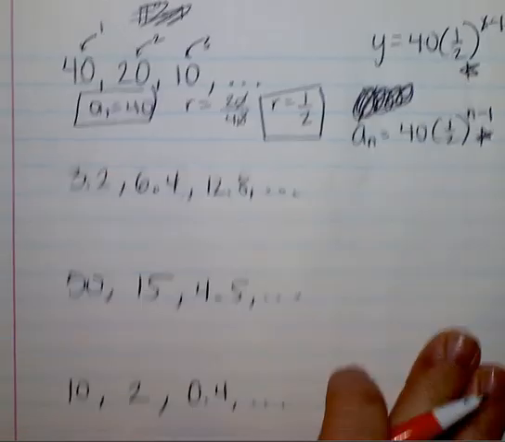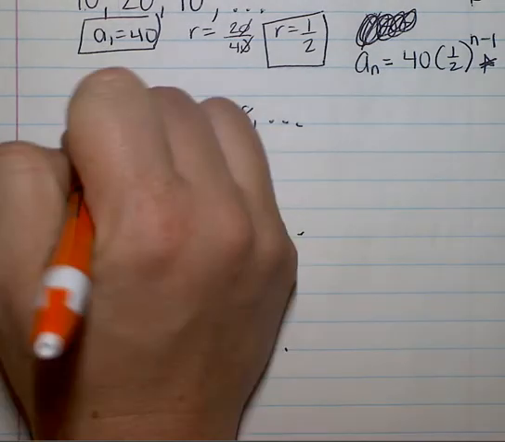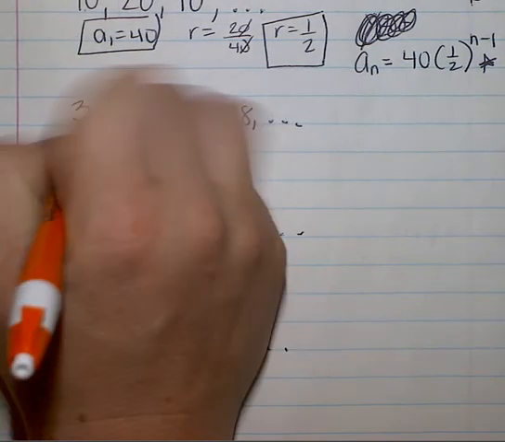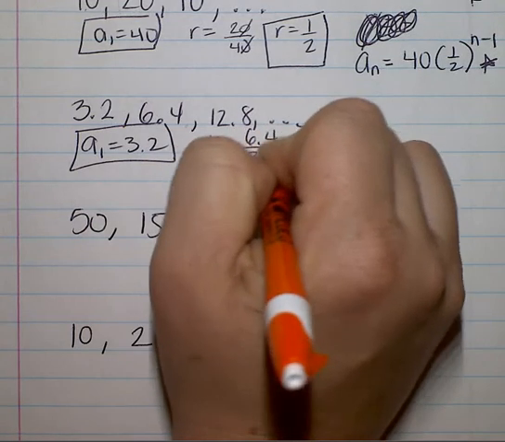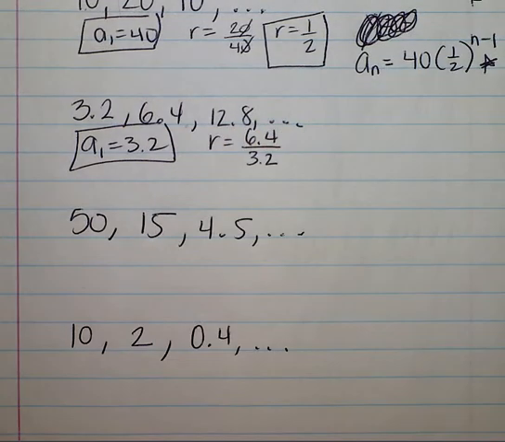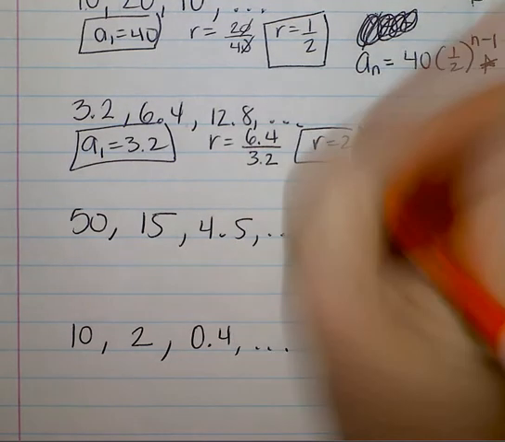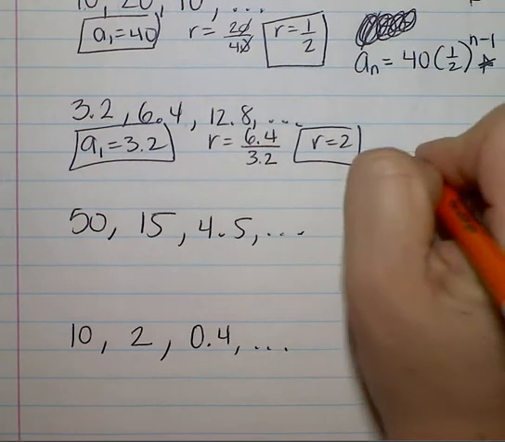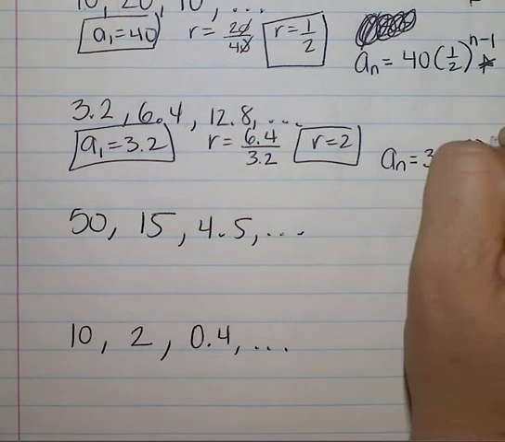Okay, next problem, we have a list of numbers. It's a geometric sequence. First number is 3.2. Then to find out the rate, take 6.4 over 3.2. Please divide. And you have an answer of 2. I'm going to use a sub n this time. So a sub n equals the first number times the rate raised to the n minus 1.